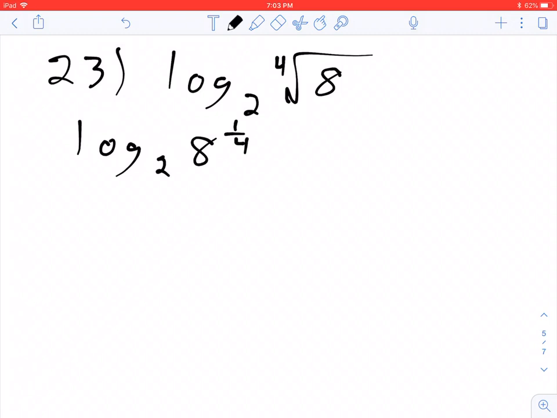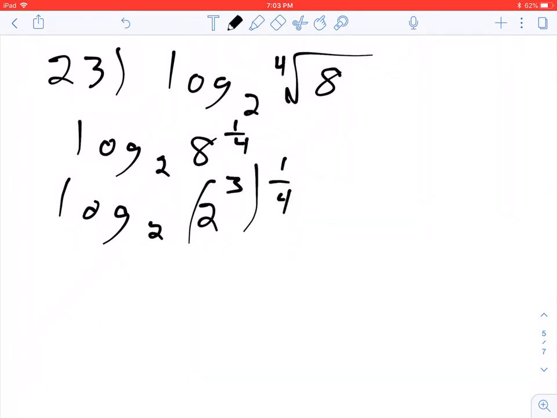The next thing you want to try to do is get the number that's being logged written as a power of the base. So our base is 2. We want to try to rewrite 8. So it's going to be log base 2 of 2 to the 3rd power, to the 1/4. Now you might say, where did 2 to the 3rd come from? Well, 2 times 2 is 4, times 2 is 8. So I rewrote 8 as 2 to the 3rd. Why did we do that? We did that so this 2 of the base matches this 2, which is the base of the number that's being logged. When that happens, we're able to cancel things out.